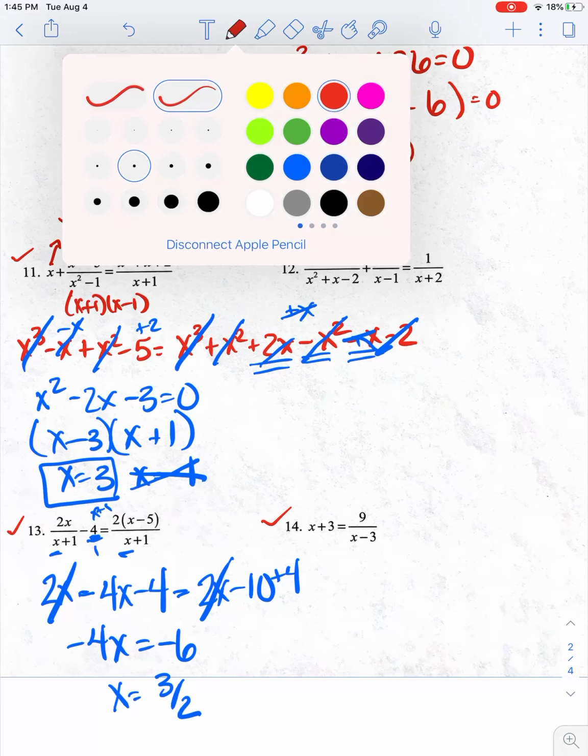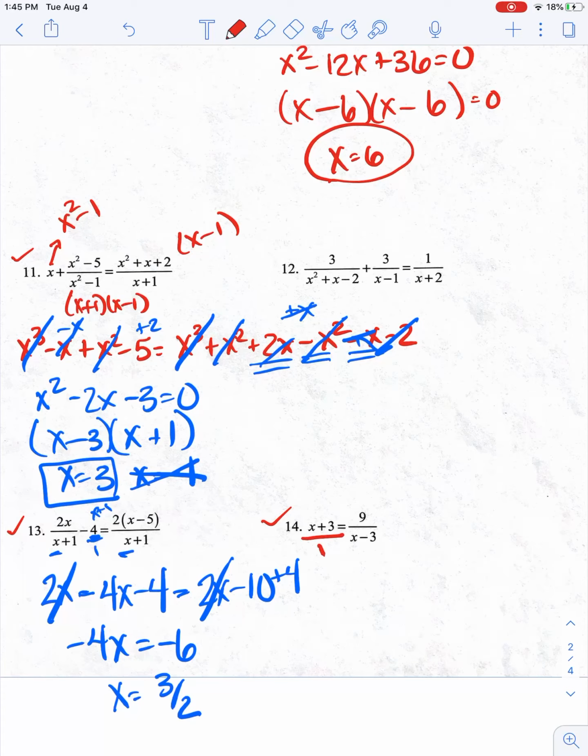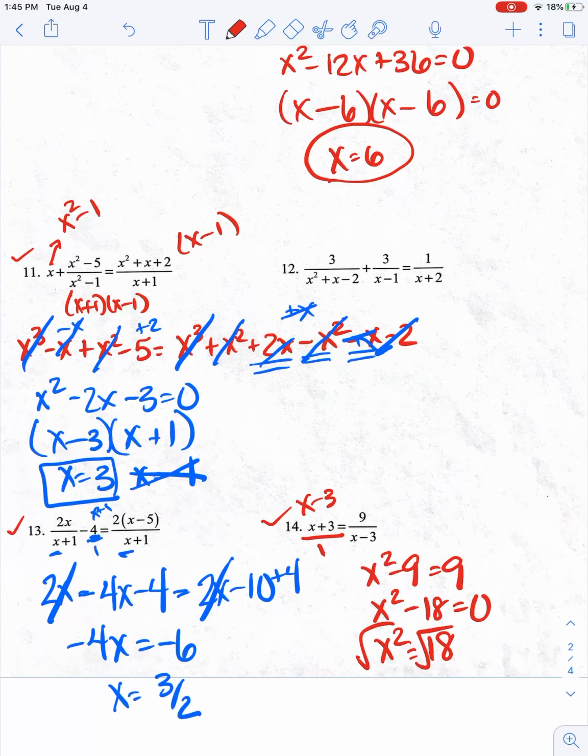For number 14, I just want to try to cover all the bases. I would put this whole thing over 1 and give him an x minus 3. So that gives me x squared minus 9 equals 9. This is quadratic, but if I subtract that 9 over and get it equal to 0, I have x squared minus 18 equals 0, which are not squares. It's not a trinomial. But what I'm going to do is just add the 18 over and root both sides. But when you root both sides, don't forget you need the plus or minus. 18 is 9 times 2. So that'd be plus or minus 3 root 2, which I can keep because the only thing I couldn't be was a 3.